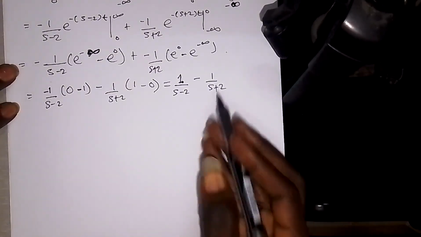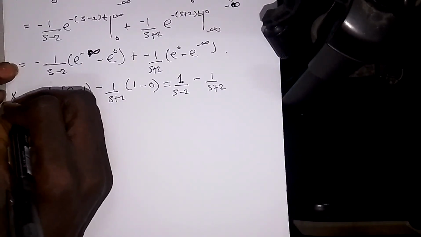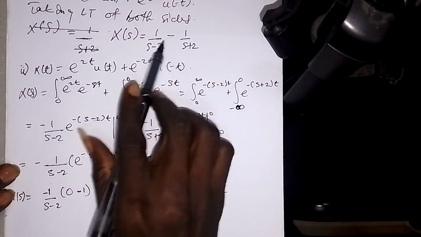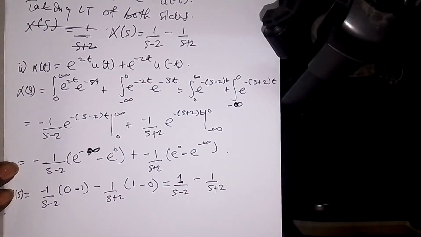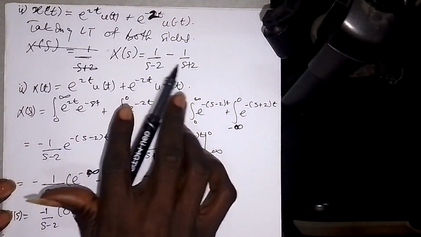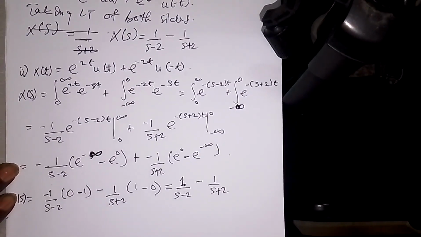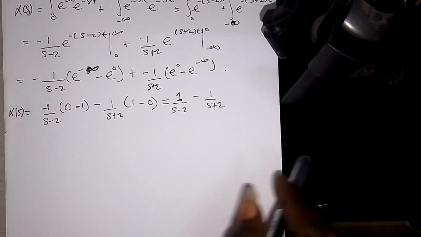So you can see that this answer I have, which is X of s, is the same thing as the particular answer that I got. So that means I've actually shown you how you can get this answer. So this is it. Now from here we can go on to our region of convergence.